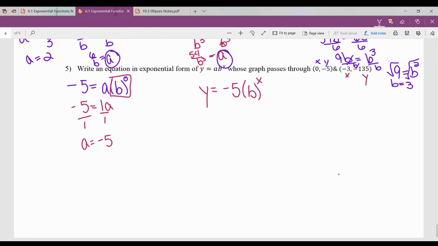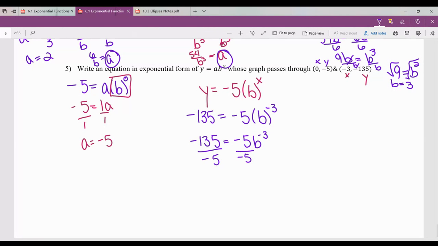So I've got -135 equals -5 times b to the -3rd. All right, so we've got -135 equals -5b to the -3rd. So the first thing I'm going to do is get rid of the -5. Divide by -5. All right, so we've got -135 divided by -5 is equal to 27.